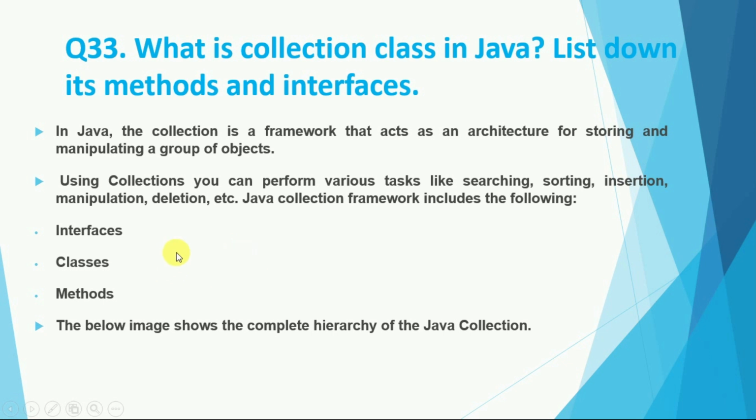If we have a complex structure, complex data, or a large code, we can use the collection framework, which acts as an architecture, for storing and manipulating a group of objects. A collection can perform various tasks like searching, sorting, insertion, manipulation, and deletion in a very easy way. The collection framework has its own interfaces, classes, and methods.